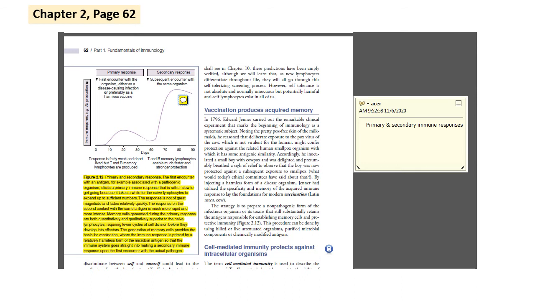The primary immune response then will fade quickly. While in the second encounter with the same antigen, the secondary immune response is rapid and more intensive. The reason behind this is the generation of memory cells during the primary immune response, that's the memory B cell. The generation of memory cells provides the basis for vaccination, where the immune response is primed by relatively harmless forms of microbial antigens so that the immune system directly generates a secondary immune response upon the first encounter with the actual pathogen.